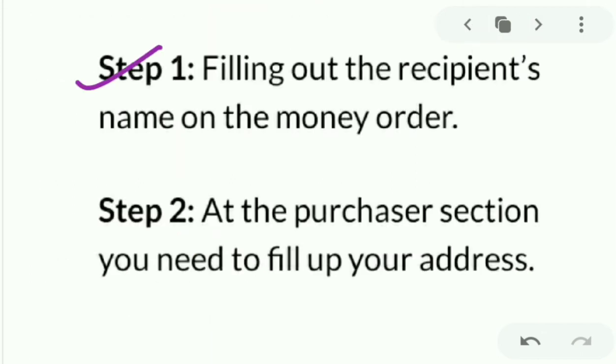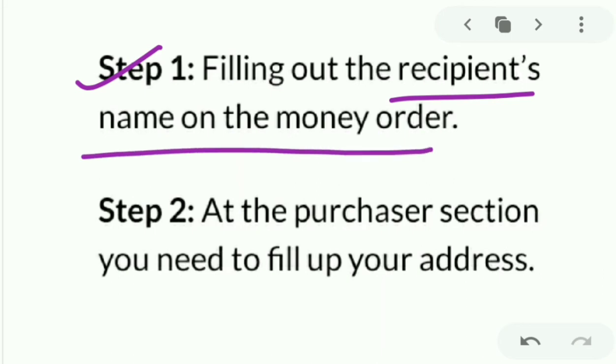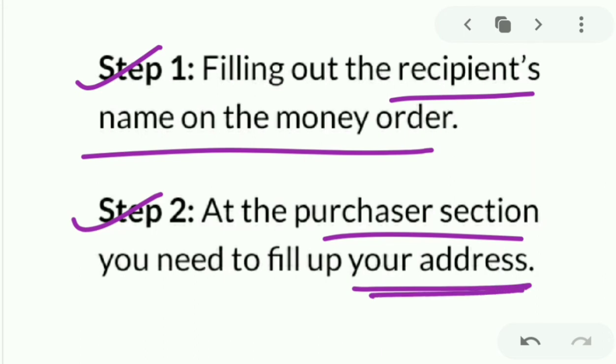First step is filling out the recipient's name on the money order. Recipient's name or the payee name, both are the same. So you need to fill in whom you are paying. Second step, at the purchaser section you need to fill in your address.